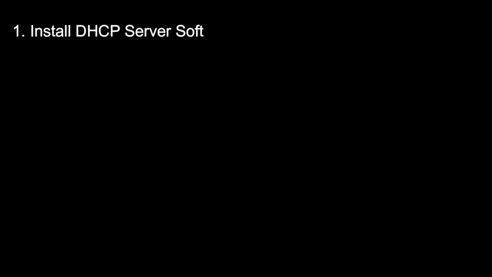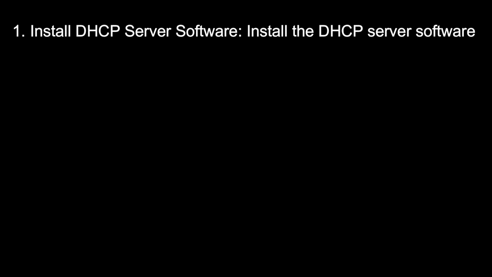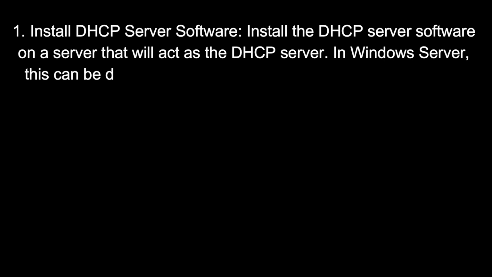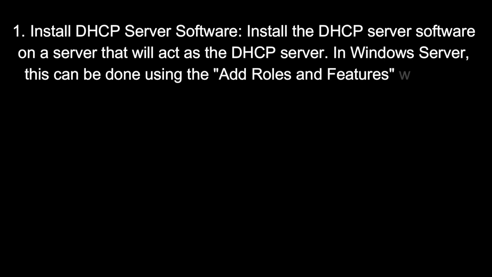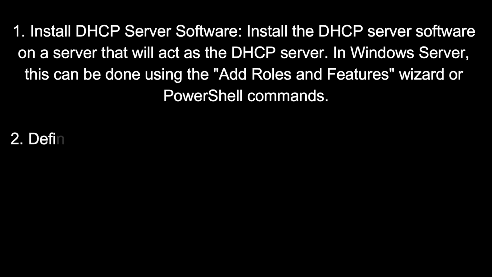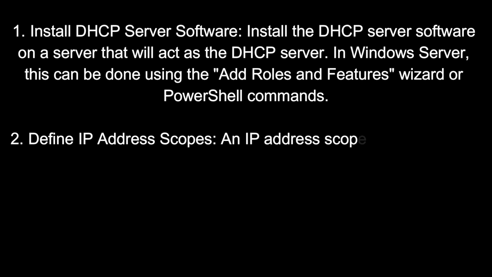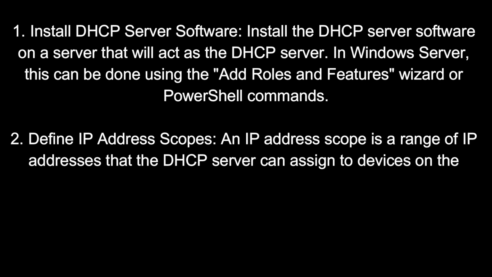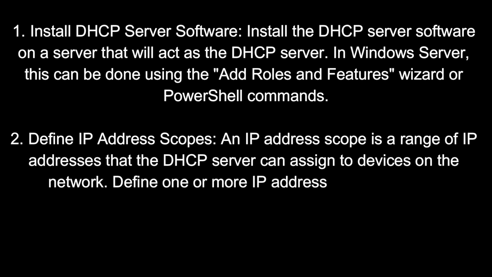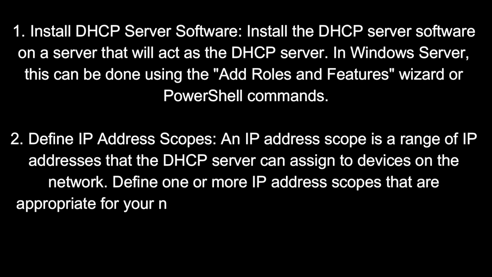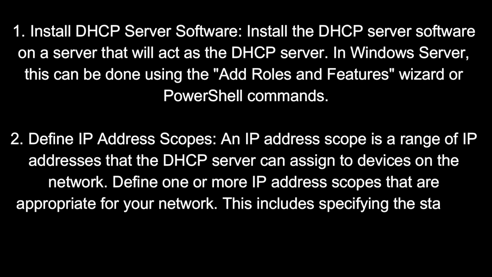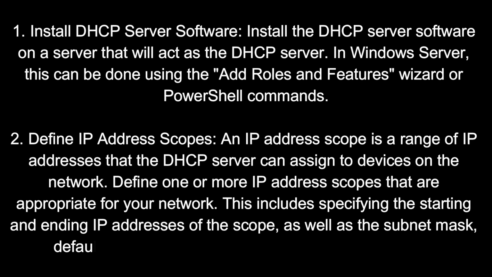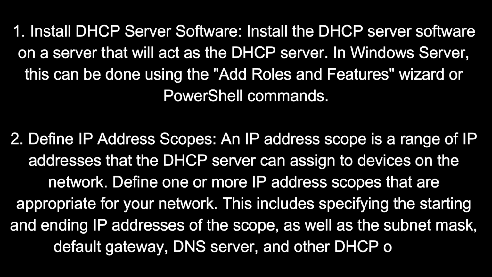1. Install DHCP server software. Install the DHCP server software on a server that will act as the DHCP server. In Windows Server, this can be done using the Add Roles and Features Wizard or PowerShell commands. 2. Define IP address scopes. An IP address scope is a range of IP addresses that the DHCP server can assign to devices on the network. Define one or more IP address scopes that are appropriate for your network. This includes specifying the starting and ending IP addresses of the scope, as well as the subnet mask, default gateway, DNS server, and other DHCP options.